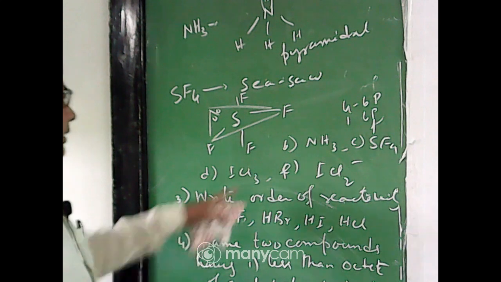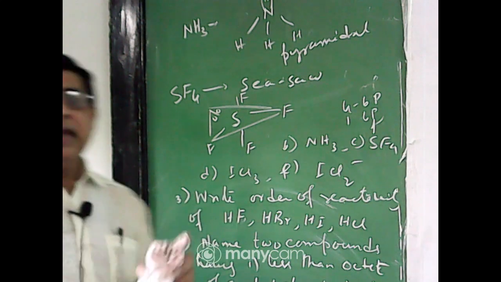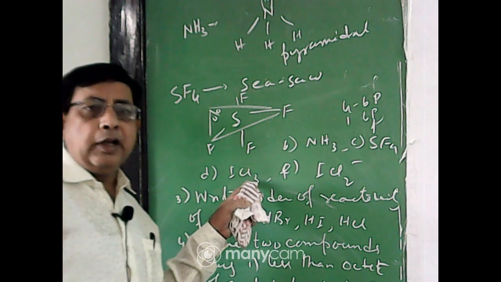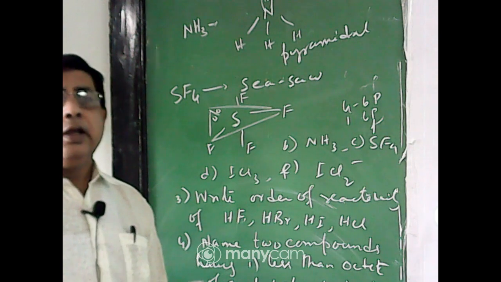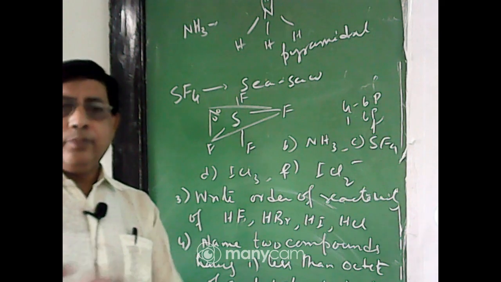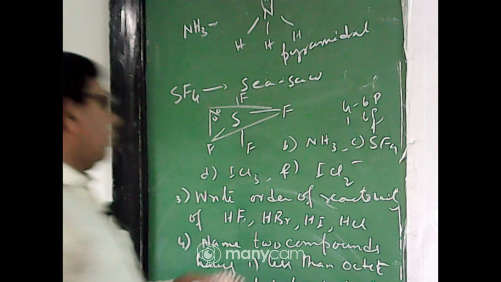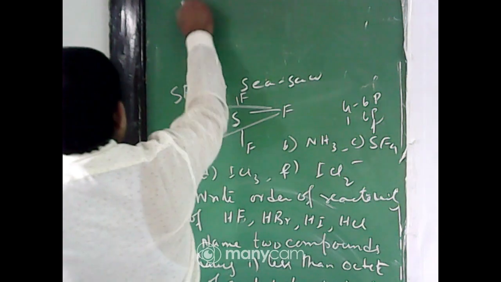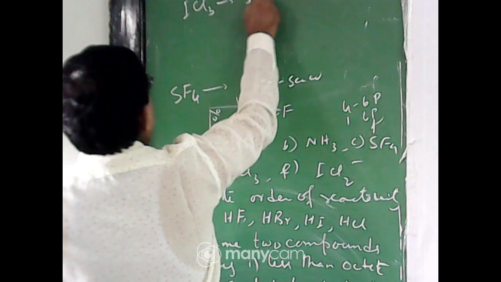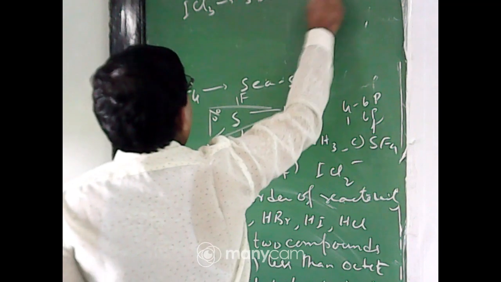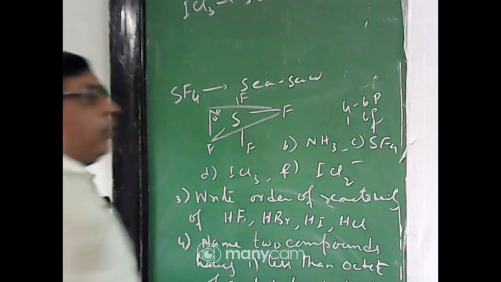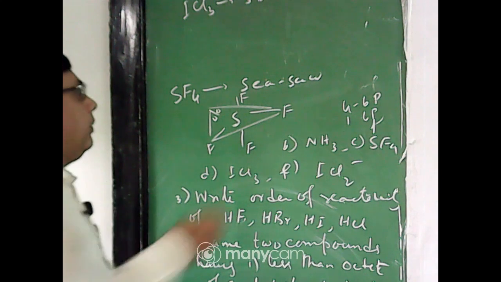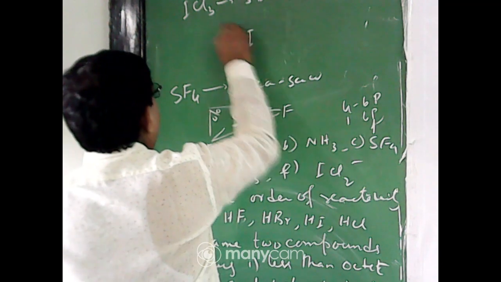Now ICl3. Iodine has 7 valence electrons. Now 3 valence electrons form 3 covalent bonds. So there are 3 bond pairs. The remaining 4 electrons exist as 2 lone pairs. So ICl3 has 3 bond pairs and 2 lone pairs. If all are bond pairs, the shape will be trigonal bipyramidal, but 2 lone pairs are present. So the shape will be T-shaped. This.